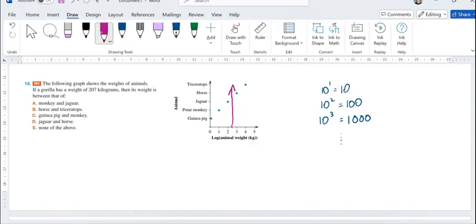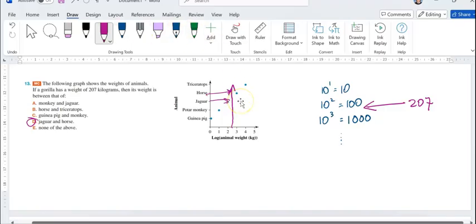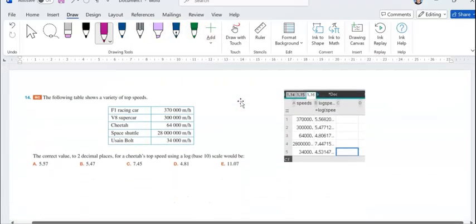So 207 is going to have a little power, 10 to the power of something. It's going to be bigger than 2, but smaller than 3, to make a number that's 207, because what I'm really trying to do is fit a number in here somewhere. So I know that that gorilla, being 207 kilos, falls somewhere between the jaguar and the horse, which is D. So hopefully that makes sense.